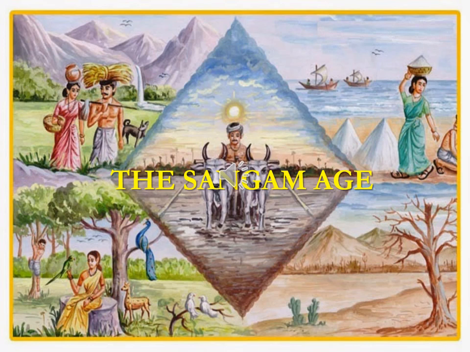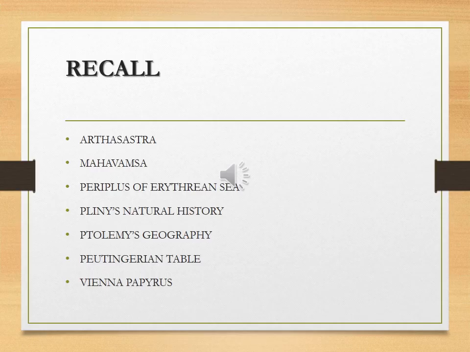In today's class we will discuss the period of the Sangam Age, then the Tinai. What do you mean by Tinai? Then the five landscapes in the Tamil region. We will discuss this in today's class. Recall what we have discussed in our previous class.